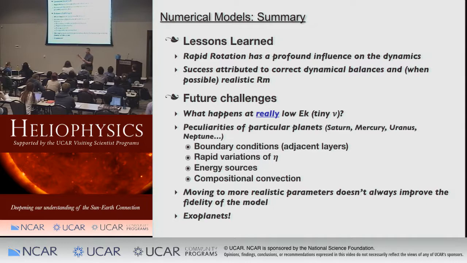And there are peculiarities of particular planets. Like the Earth, I said, including the conducting solid iron core was key to getting the right reversal time scale. In Saturn, the inclusion of a non-convecting layer with differential rotation might be required to explain the axisymmetry. And Mercury also, and Ganymede also, have boundary conditions that can help determine what the magnetic topology is like. There are rapid variations of the magnetic diffusion, clarifying what the energy sources are, especially for Uranus and Neptune, what the heat flux is through them, and the role of compositional convection.